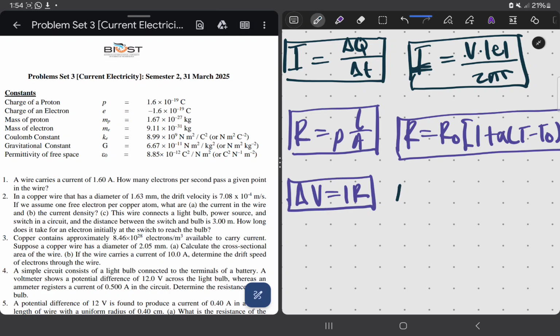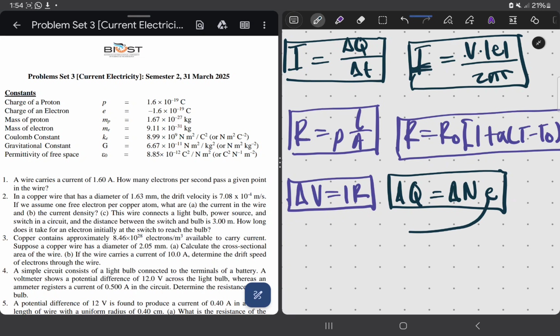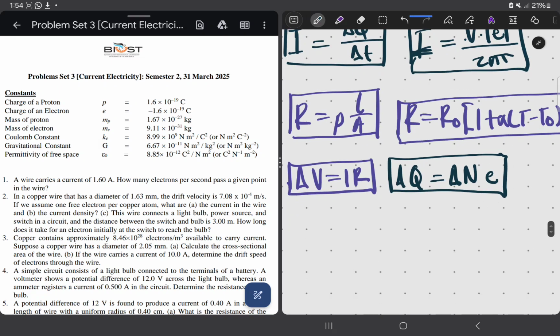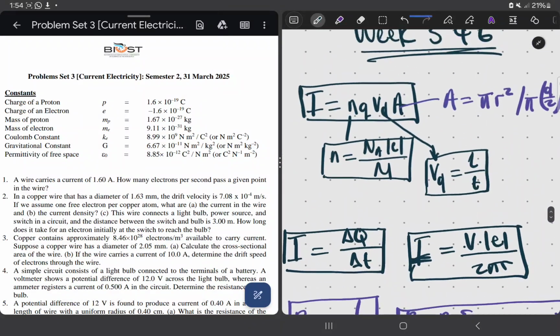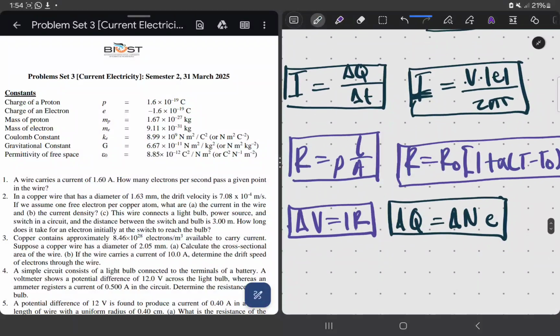Then I need one for charge, which is going to be total charge delta Q equal to the number of electrons, which is the number of particles, times the charge on 1. Now if we make delta N the number of particles the subject of the formula, then if e goes to the other side, sometimes we may have to put a modulus on it to make sure that we get a positive number of particles. Okay, we have to get a positive. Now what else are we going to be looking for? What else have we left?